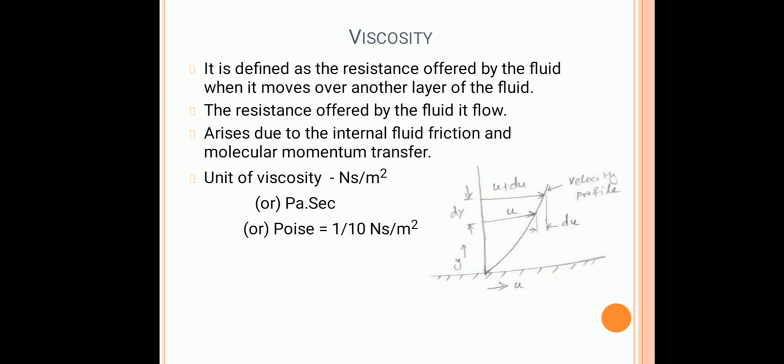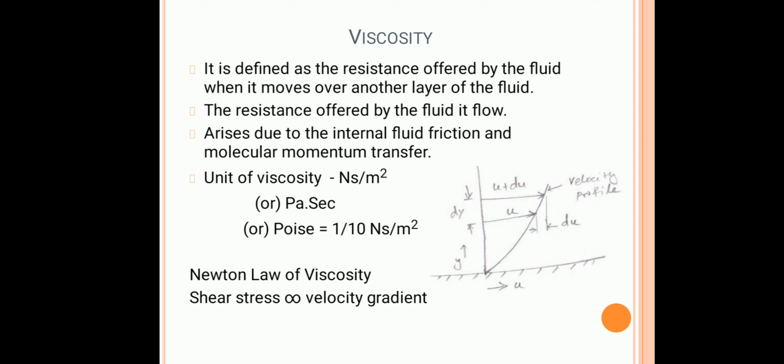Here the shear stress tau is directly proportional to the change in velocity upon change in distance, that is called the velocity gradient. So the shear stress is directly proportional to the velocity gradient, or the rate of shear strain. I say rate because it is the change in velocity with respect to change in distance. So it represents the rate of shear strain.